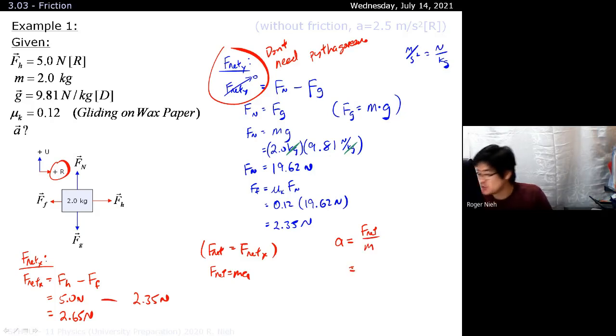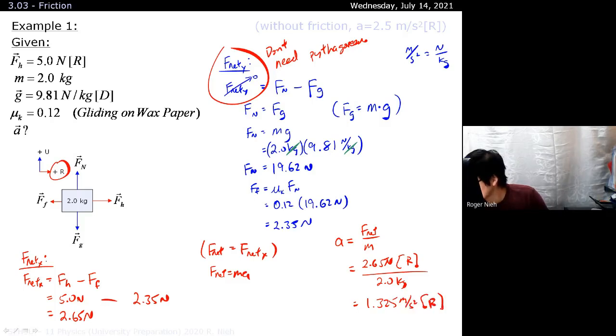Again, our F net is just our 2.65 newtons towards the right and nothing else, because that's our net force. Vertically, it's at 0. And right now, the force of the hand is winning. And the mass of 2.0 kilograms gives us an acceleration of 1.325 meters per second squared towards the right. With our givens at 2 sig figs, the appropriate answer is 1.3 meters per second squared right. And that is our final answer.